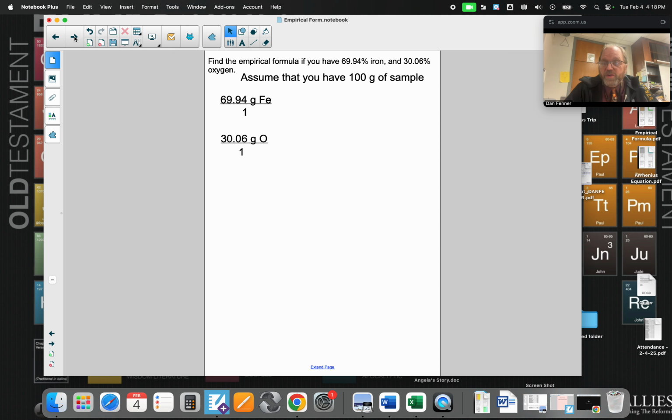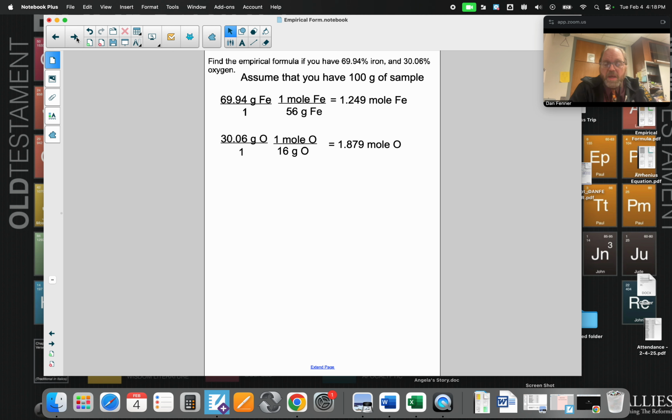All right, now we're going to convert to moles. We converted to grams first, now we convert to moles. So for iron, on the periodic chart, 1 mole is 56 grams. For oxygen, 1 mole is 16 grams. Now we multiply through, and we have 4 sig figs. We take 69.94, divide by 56 to 4 sig figs, and we get 1.249 moles of iron. Now take 30.06, again we have 4 sig figs, divide by 16, and we get 1.879 moles.